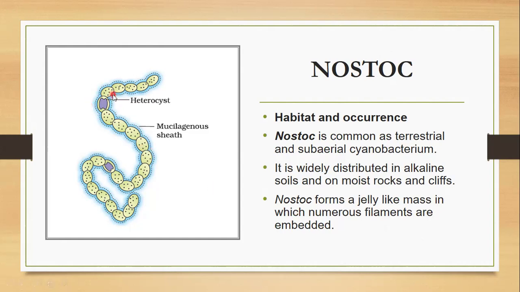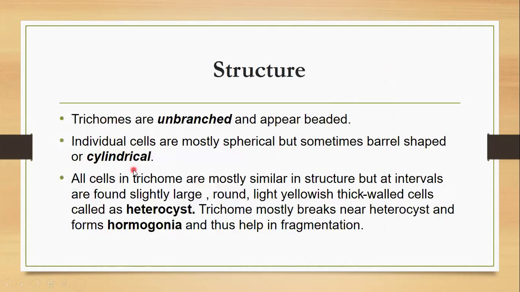This is the heterocyst. This heterocyst is a cell through which the Nostoc fixes nitrogen, and such nitrogen is utilized for the growth and development of the body of the Nostoc. This is the mucilaginous sheath. This mucilaginous sheath protects the Nostoc from adverse environmental conditions as well as from abrasive damage to the Nostoc filament.